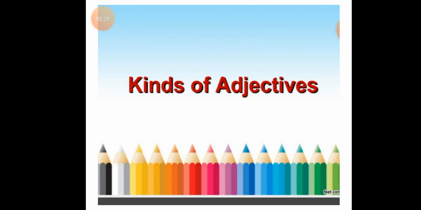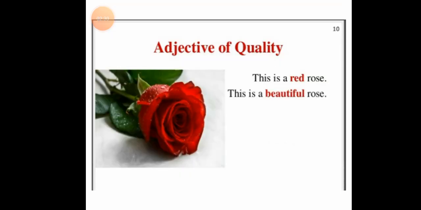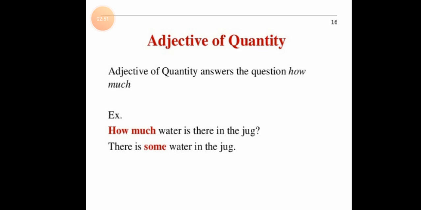Now, kinds of adjectives. Adjective of quality shows the quality of the noun. See the sentences: this is a red rose. This is a beautiful rose. These two words, red and beautiful, describe the word rose. So these words are adjectives of quality.